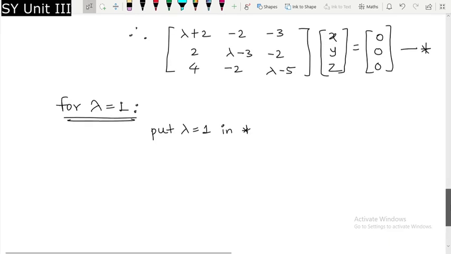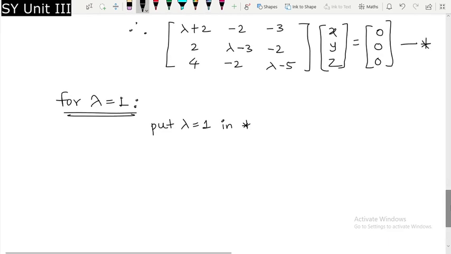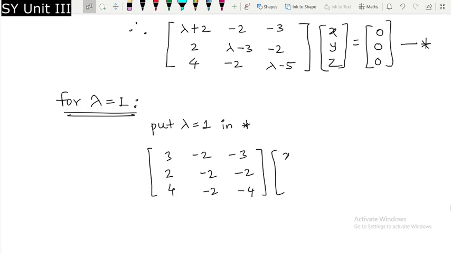So if you put lambda equal to 1 in star, you will get this matrix. It will be 3, minus 2, minus 3; 2, minus 2, this will be minus 2; this will be 4, this will be minus 2 and this will be minus 4, and outside you are going to have x, y, z.